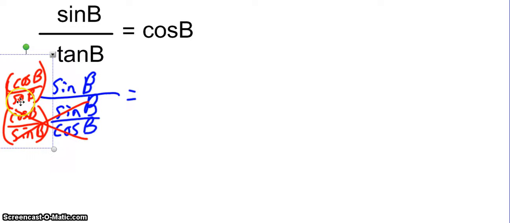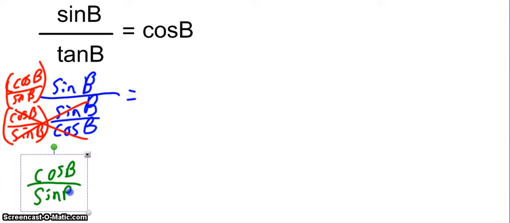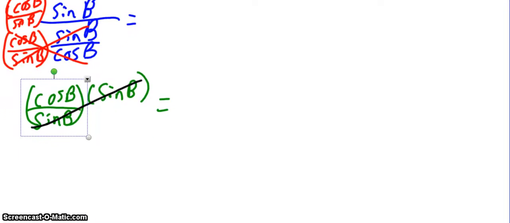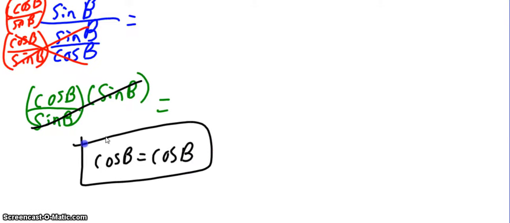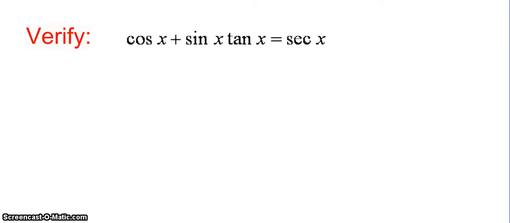These cancel here, so I'm going to just write out an extra step, even though I know what my answer is at this point. So I have cosine of b over sine of b times sine of b. So now these cancel, and I'm left with cosine of b equals cosine of b. Boom. Let's do another.